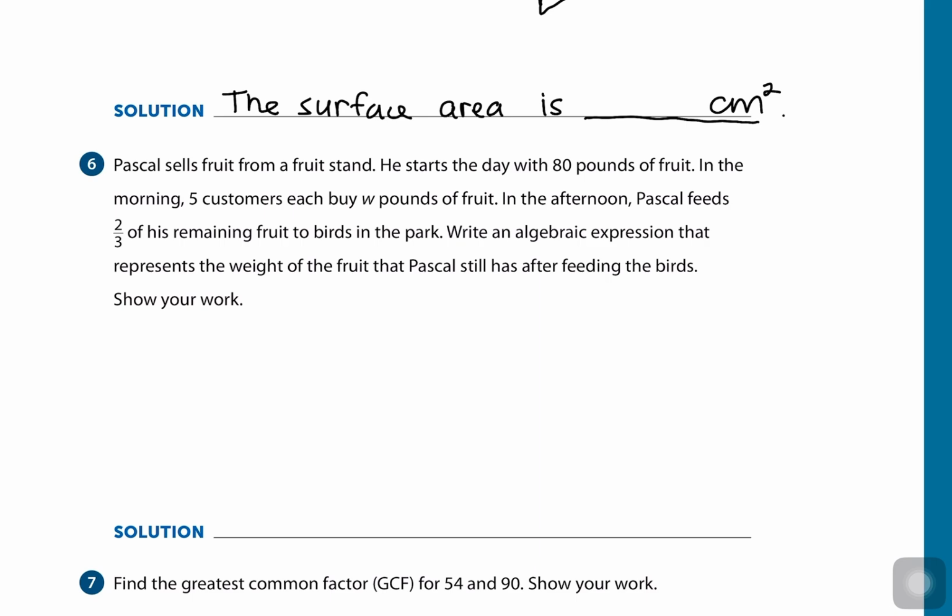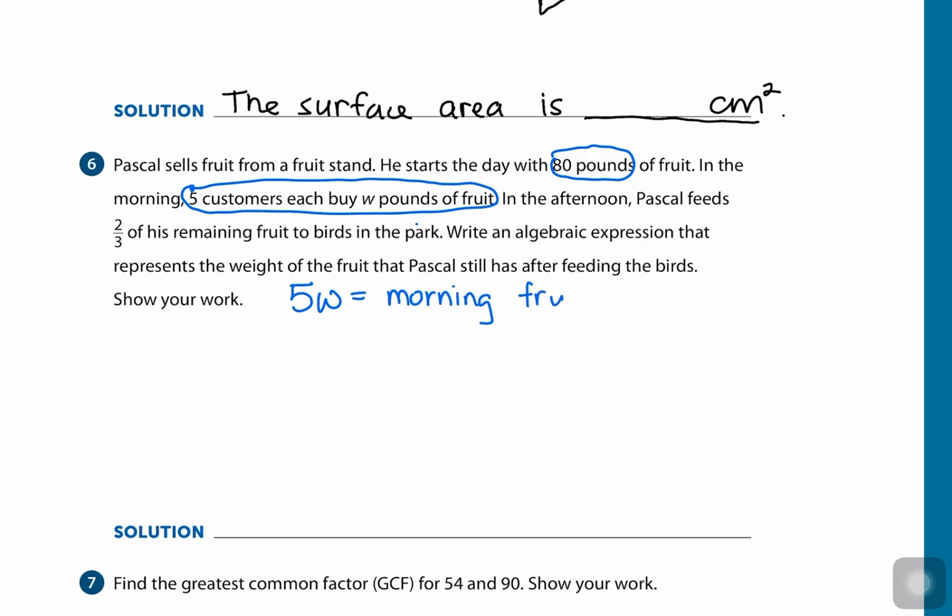So again, he starts with 80 pounds. Let's circle. He starts with 80 pounds. That's what we're starting with. Then he sells 5 customers each with W pounds of fruit. Okay, so that's where we get 5 times W. That's 5W. That is the morning fruit that he sells. So we're going to put morning fruit sells.